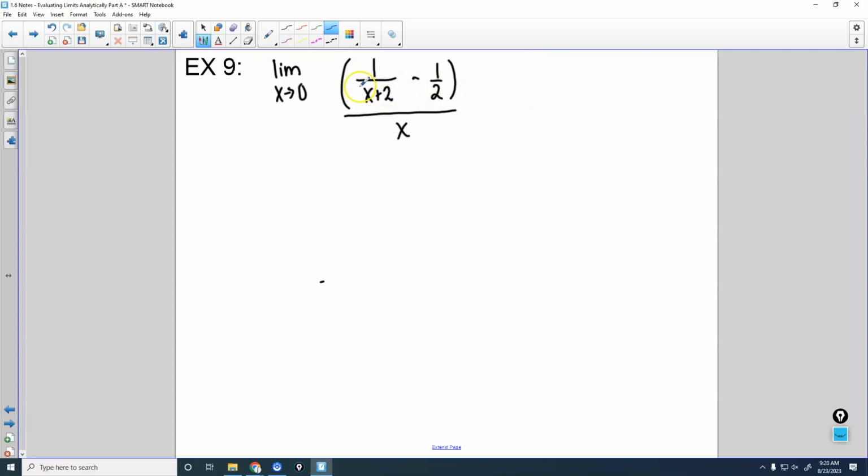So if I want a common denominator here, right now I'm kind of ignoring the bottom. I just want common denominators here. My least common denominator would be 2 times x plus 2, right? So I would have to multiply this fraction by 2 on top and bottom, and I would have to multiply this fraction by x plus 2 on top and bottom. I'm kind of leaving the denominator of the big fraction alone.